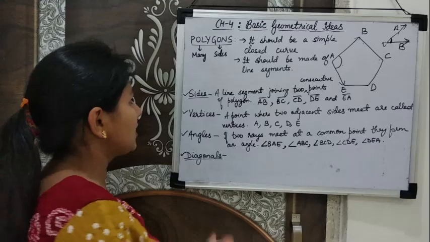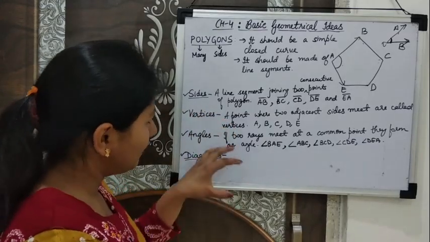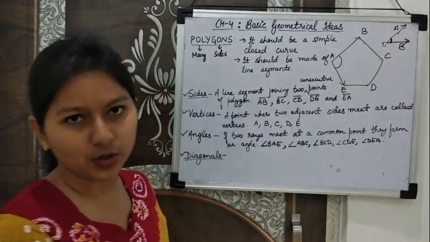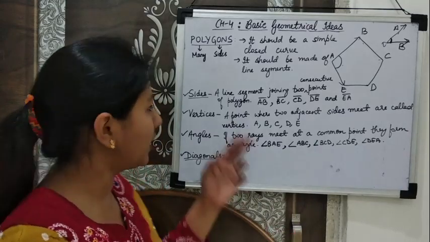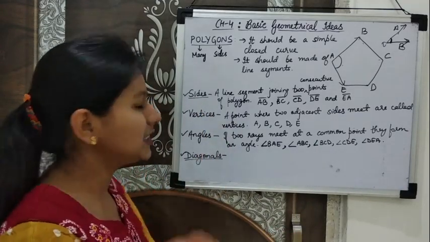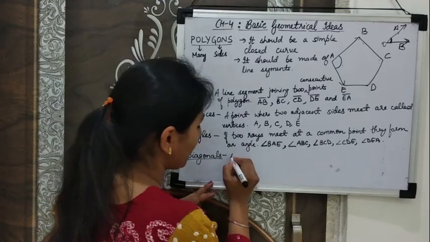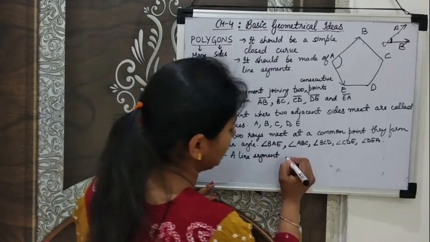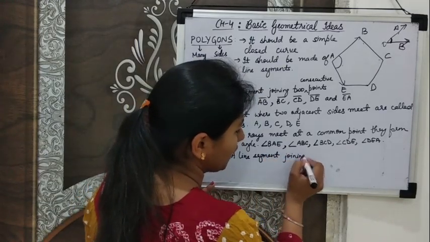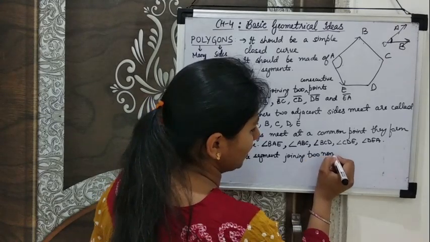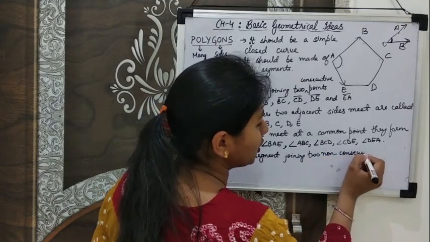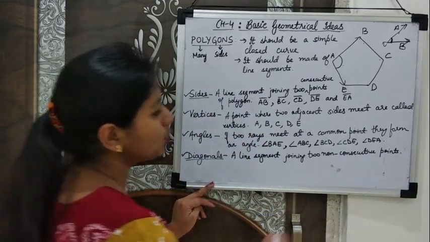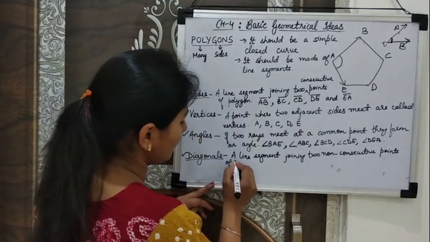There is a very small difference between sides and diagonals that we will come to know now. In sides, what we have written is a line segment joining 2 consecutive points. Similarly, a diagonal is also a line segment, but it is formed by joining 2 non-consecutive points. If I join 2 non-consecutive points of a polygon, then diagonals will be formed.